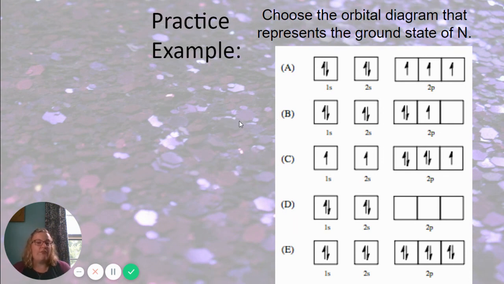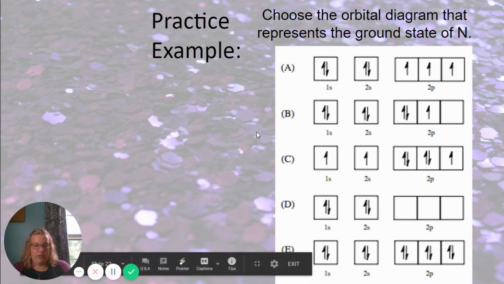And this is where the half filling rule is in play. So if you think about it, the 2p shell has 3 electrons. So I'm going to fill it arrow up, arrow up, arrow up first instead of doubling up. So A is the correct ground state. B is an excited state. C is an excited state. D and E are nothing.